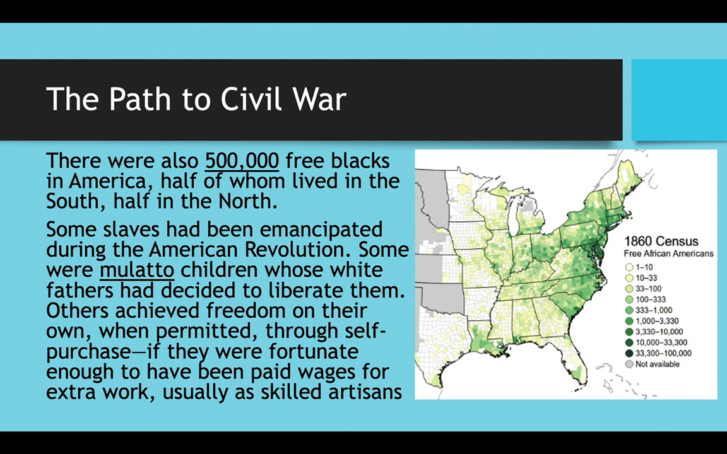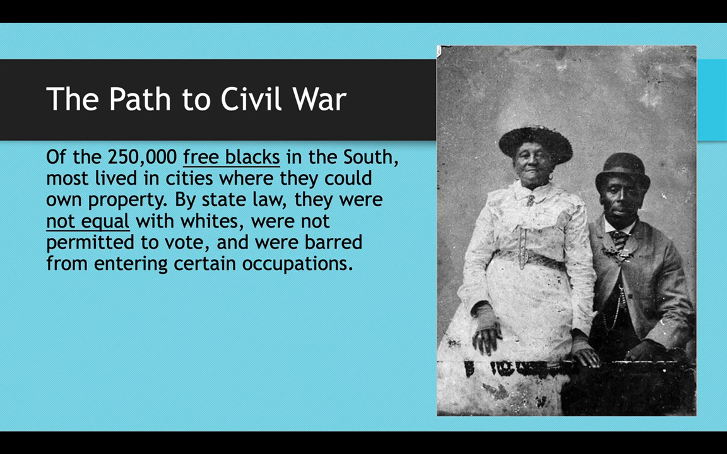Others achieved freedom on their own when permitted through self-purchase, if they were fortunate enough to have been paid wages for additional work, usually as skilled artisans. But of the 250,000 free blacks in the South, most of them lived in cities where they could own property. Another reason why they would live in cities is because being out in the country, they were much more likely to be stolen and taken to a plantation, and people who would steal them would claim that they were runaways, but then they would enslave them again.